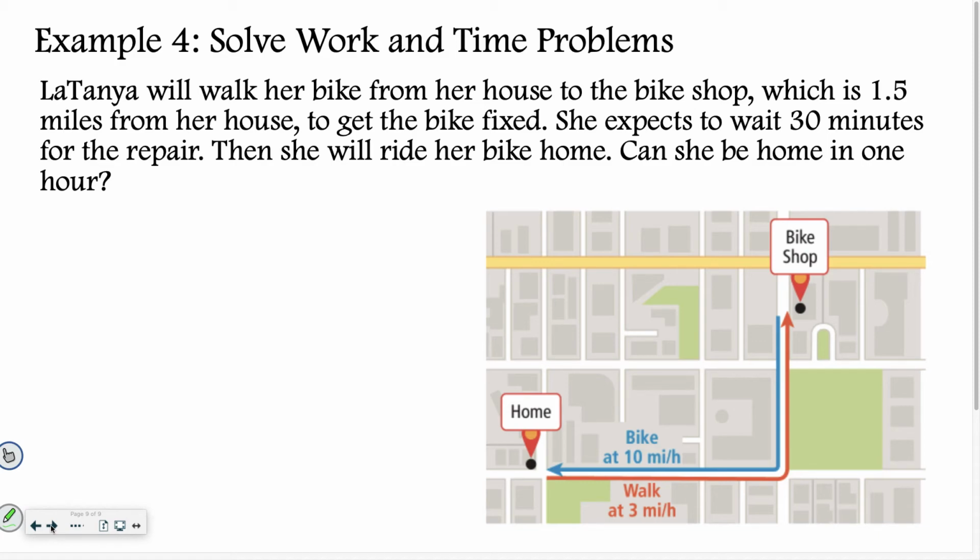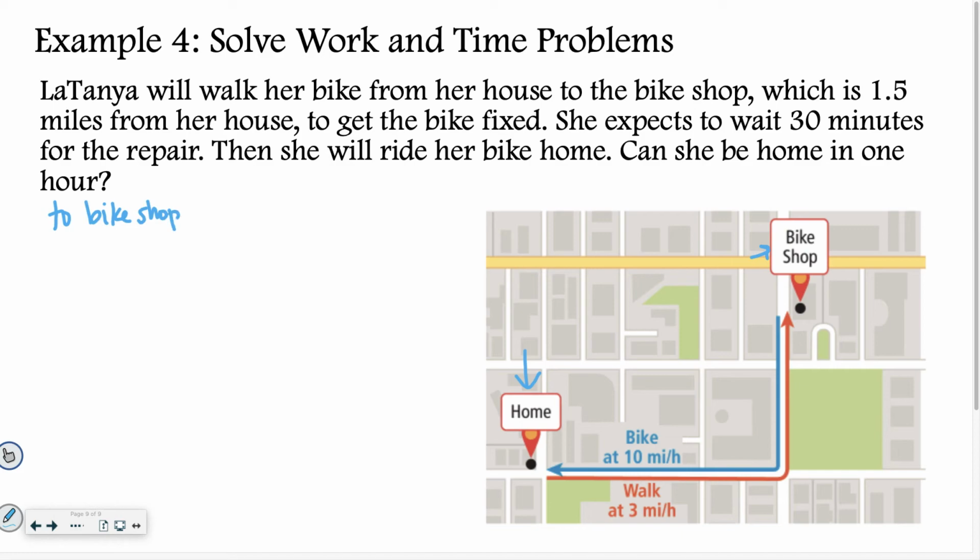LaTanya will walk her bike from her house to the bike shop, which is 1.5 miles from her house, to get the bike fixed. She expects to wait 30 minutes for the repair. Then she will ride her bike home. Can she be home in 1 hour? So you can see we have home right here, bike shop here, and we know that they're 1.5 miles away from each other.